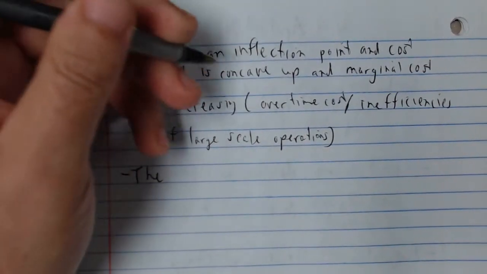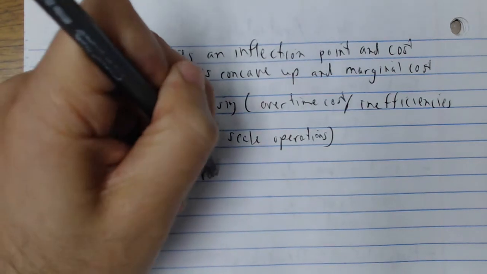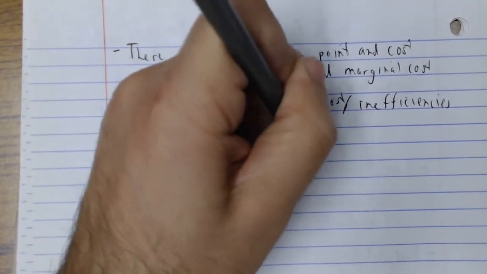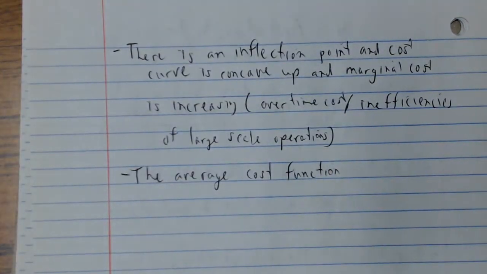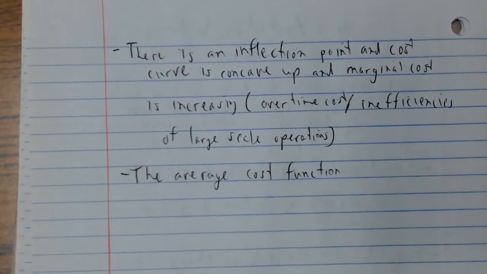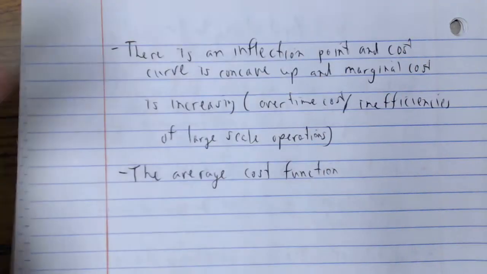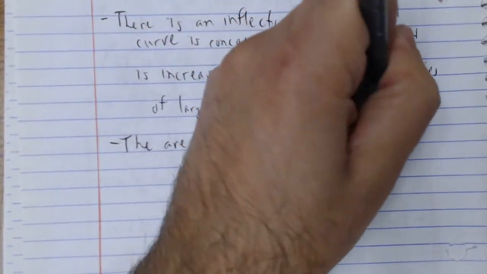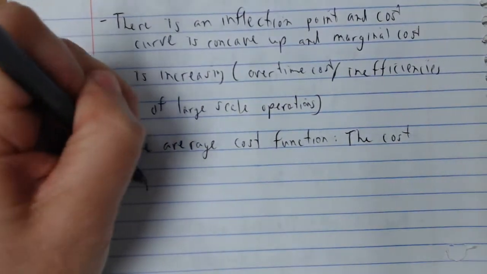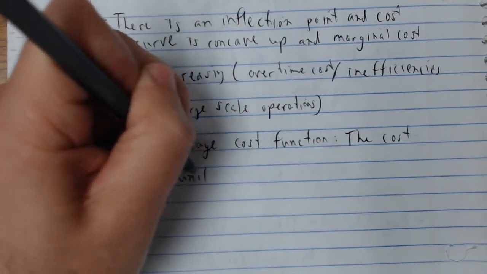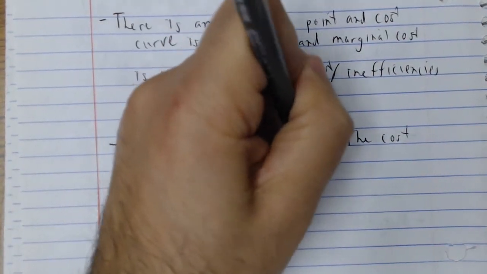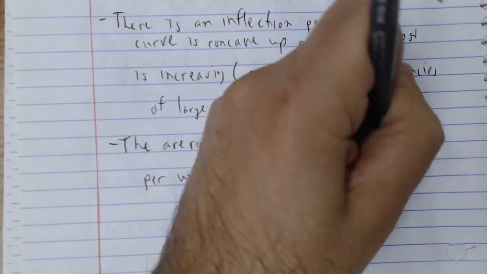Okay, so let's move on to the next topic or the next function, which is called the average cost function. And the name itself pretty much tells you what we're doing, right? The average cost function takes the cost per unit, or on average, how much it costs for you to produce each unit of your product. So this, by definition, is the cost per unit when x units are produced.